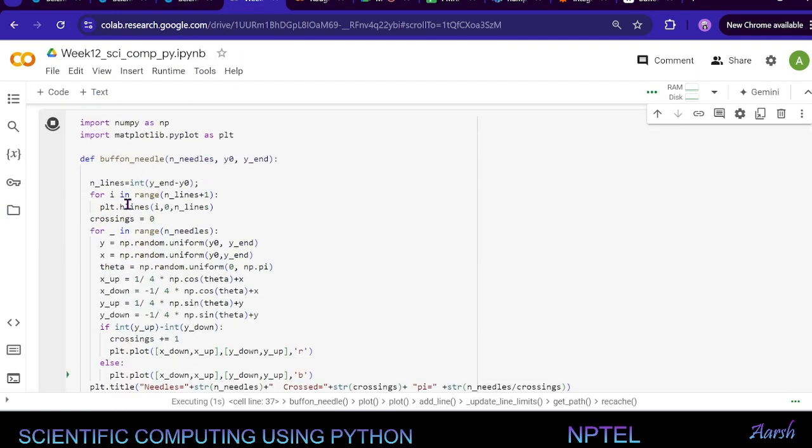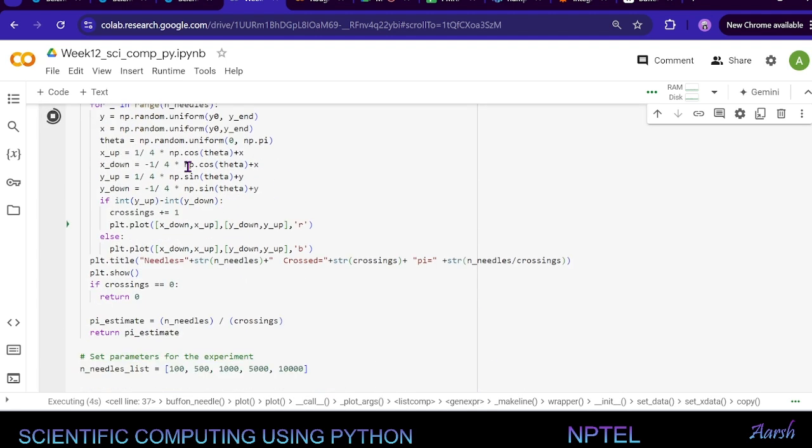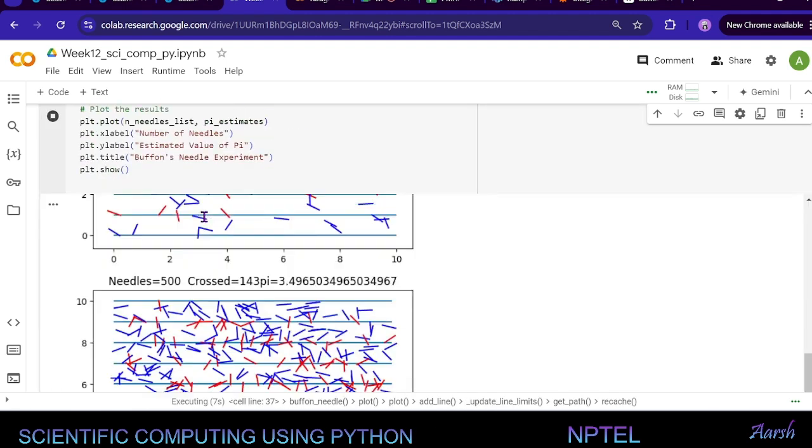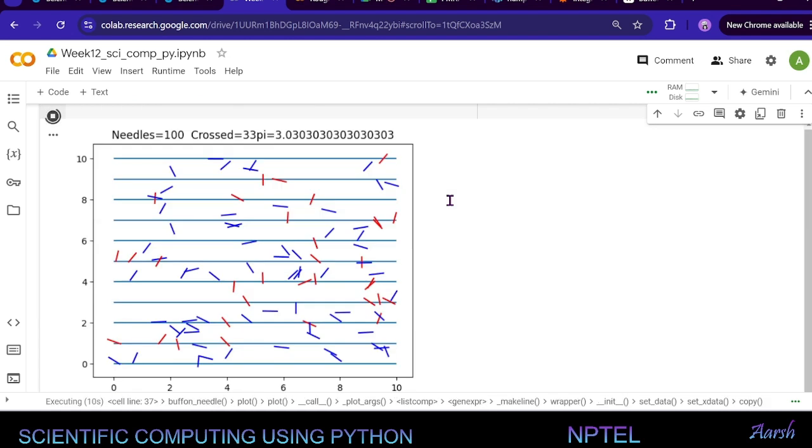So this will be in the code that I'll share, so you can take a deeper look at it. But what it does is essentially take some needles, first 100 needles, and throw them on this region which has equispaced lines, so the distance between them is 1, and the length of the needle is half. Then it looks at how many of them cross. So 33 cross, and then the probability is 1 over pi. So pi will be 1 over probability, so total needles divided by how many of them cross. So you get an estimate of 3.03.